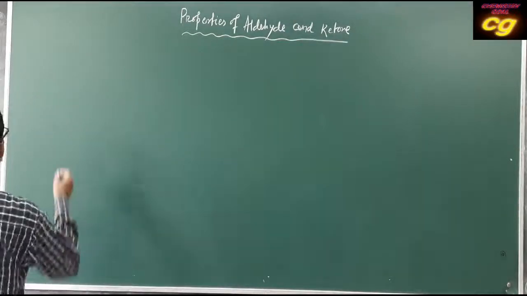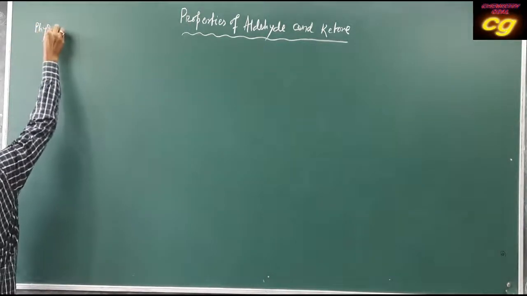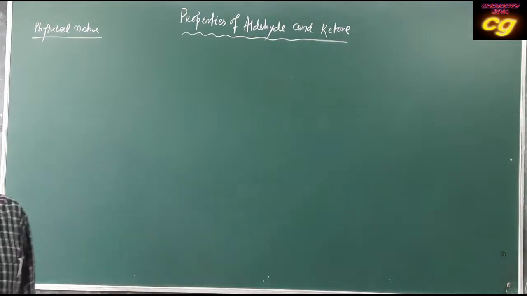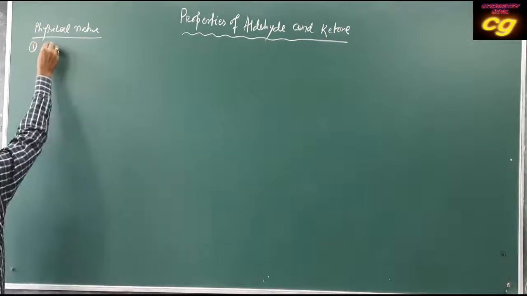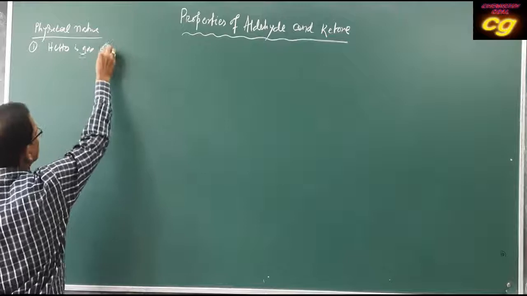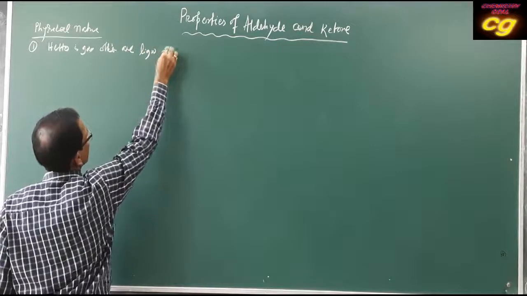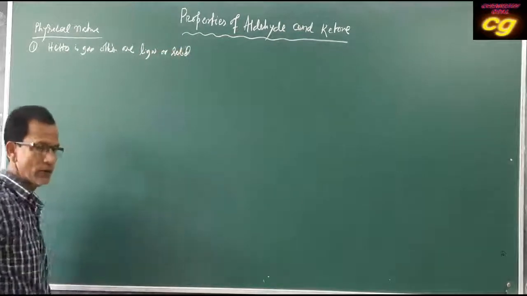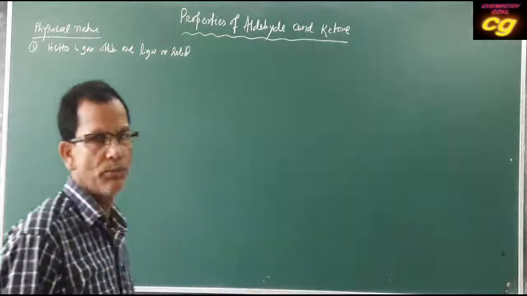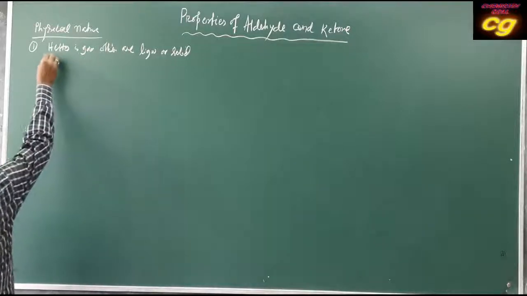Let us discuss the physical properties. Physical nature: formaldehyde is a gas, others are liquid or solid, and the physical state changes from liquid to solid depending upon the molar mass. With greater molar mass, the van der Waals force will be more, that's why the physical state changes from liquid to solid. So formaldehyde generally is in a gaseous state.